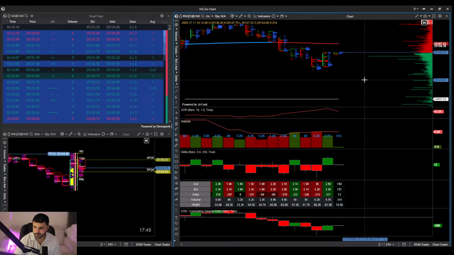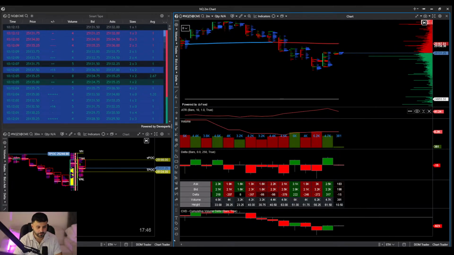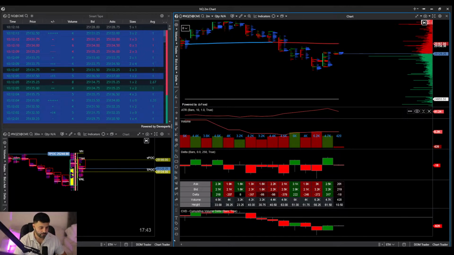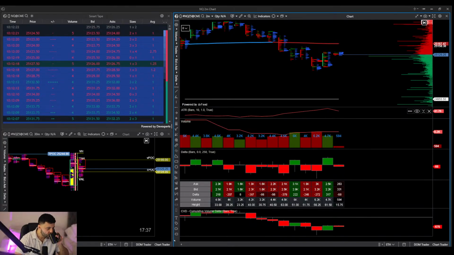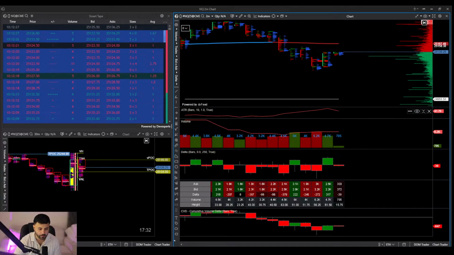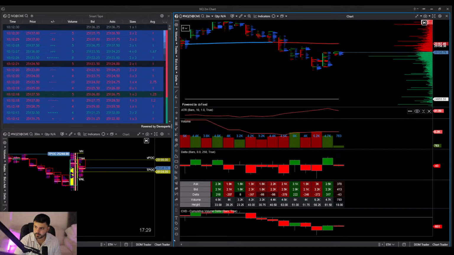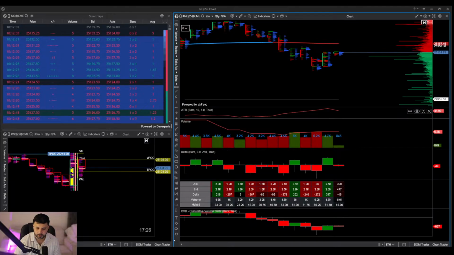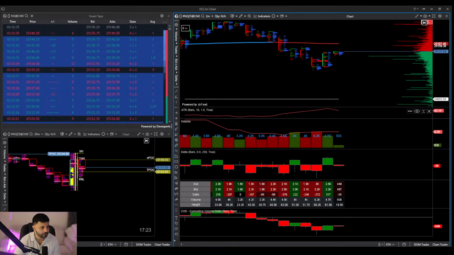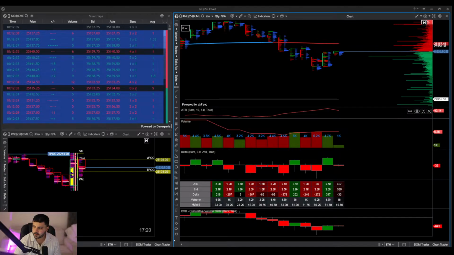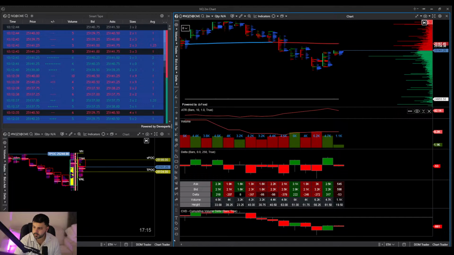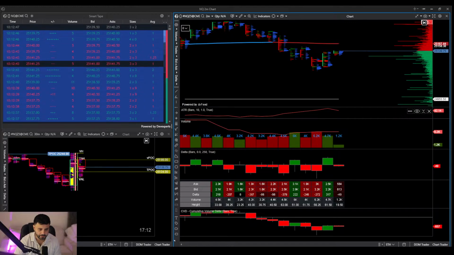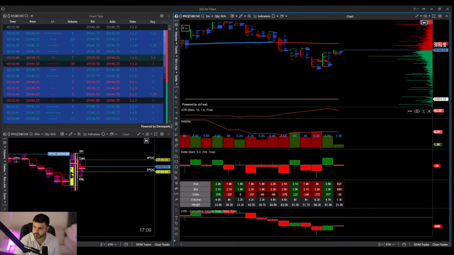Come on, bulls. I'll take half off. Come on, bulls. Get past that VWAP. Come on. Let's go. Book is still looking all right. Getting some absorption now as well. 36 points. That's decent.